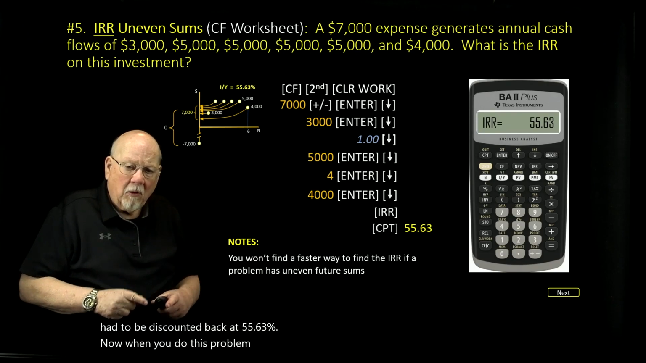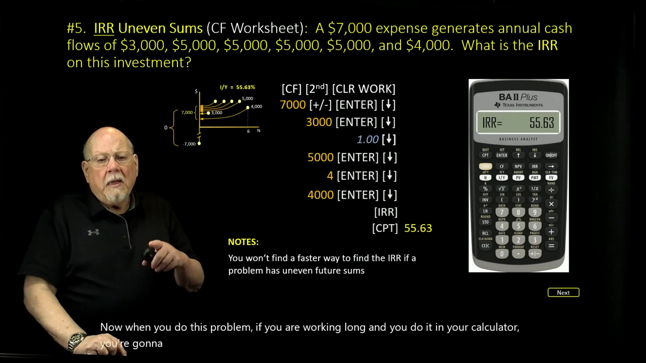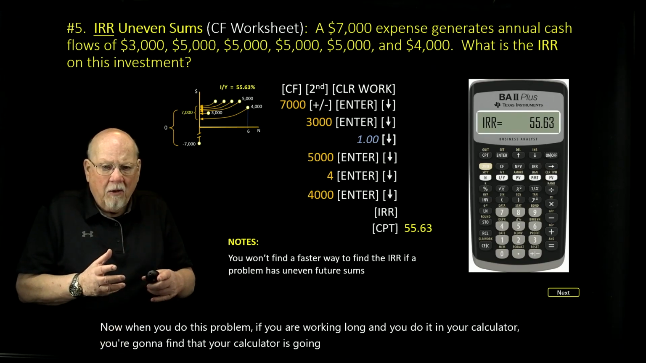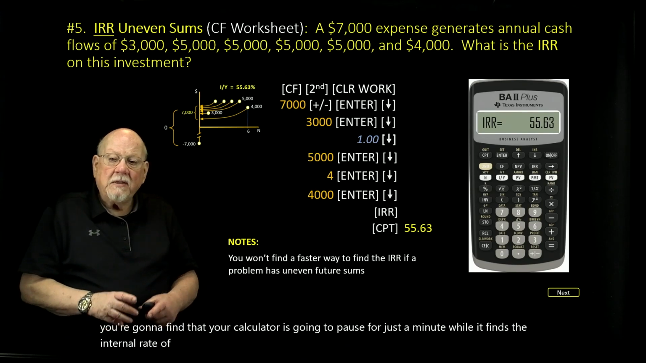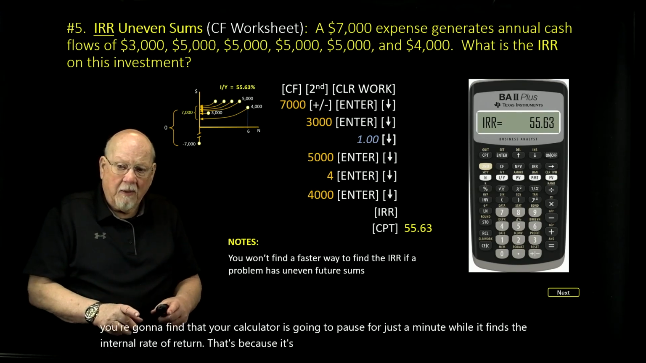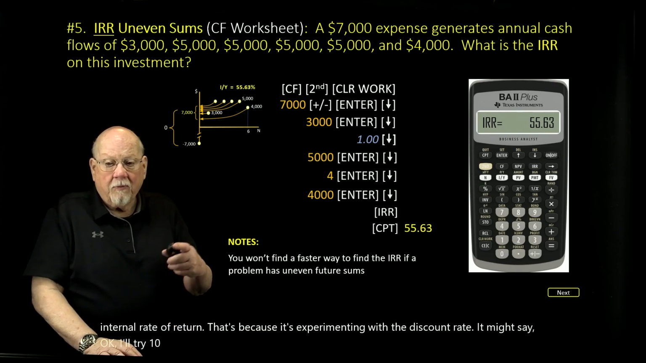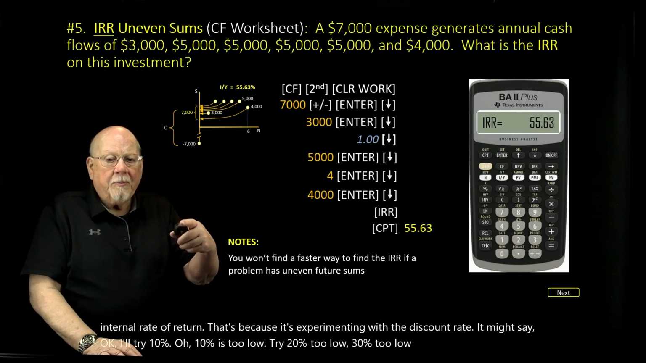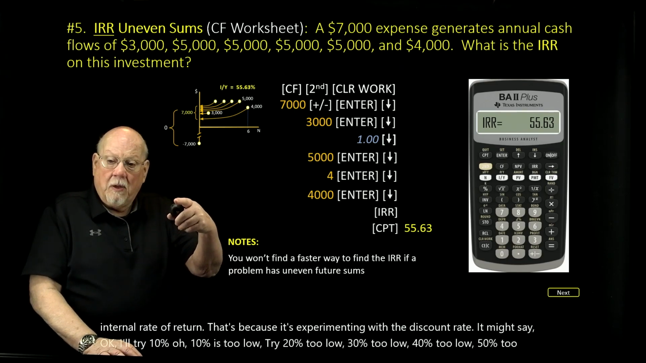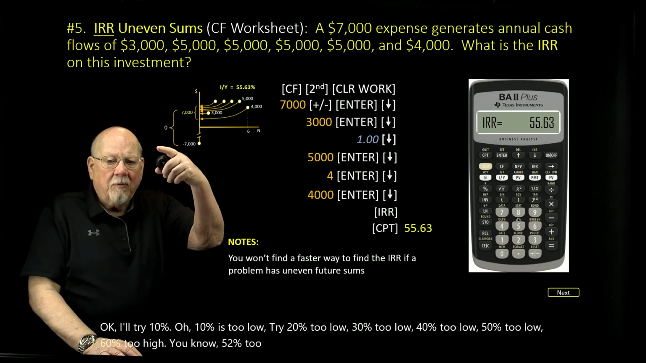Now, when you do this problem, if you are working along and you do it in your calculator, you're going to find that your calculator is going to pause for just a minute while it finds the internal rate of return. That's because it's experimenting with the discount rate. It might say, okay, I'll try 10%. Oh, 10% is too low. Try 20%. Too low. 30%. Too low. 40%. Too low. 50%. Too low. 60%. Whoop, too high. 52%. Too low. 57%. Too high.